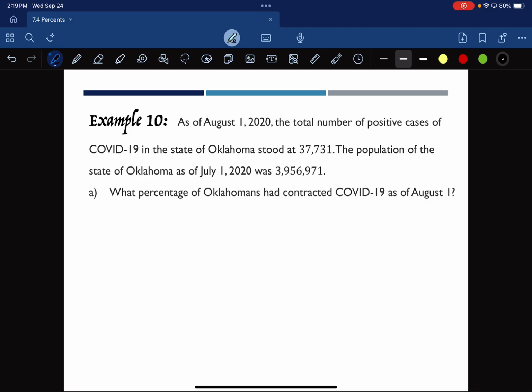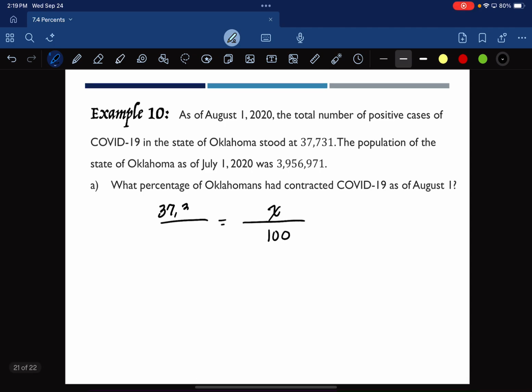We took a look at setting this up the way we had done with our other percents. We're looking for what percentage, just like on the last problem, so it sets up like that. I've got a couple of numbers given to me. What goes where? 37,731 over the population.